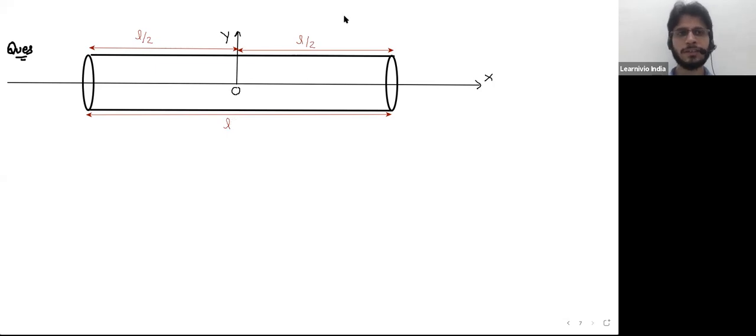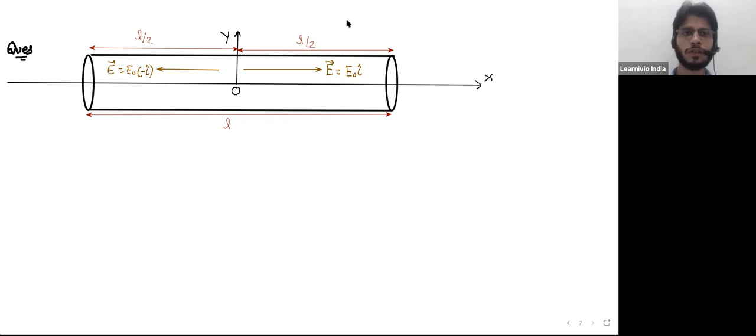Electric field exists in the cylinder in this way. This is your field. To the right of the origin, your field is along the positive x-axis. To the left of the origin, the field is along the negative x-axis. So the direction of the field is changing. To the right of the origin, this is your field E, which I am writing as E naught i cap. To the left of the origin, the magnitude is E naught only, but the direction is negative x-axis, so I'm writing it as minus i cap.